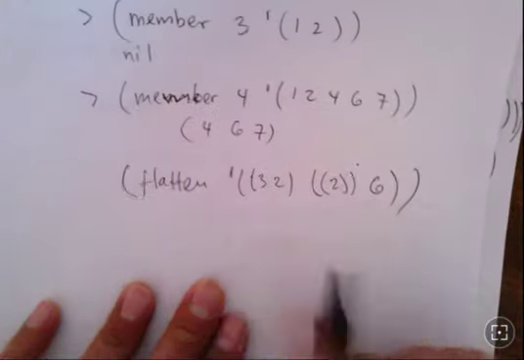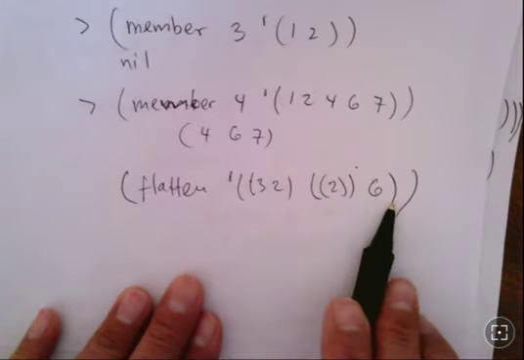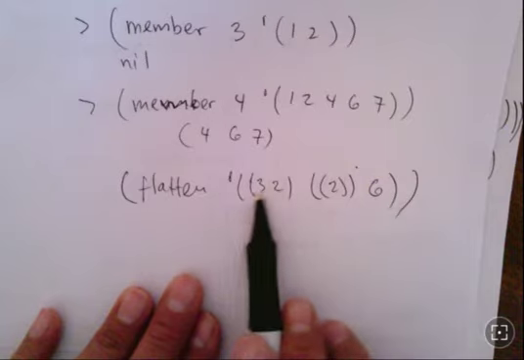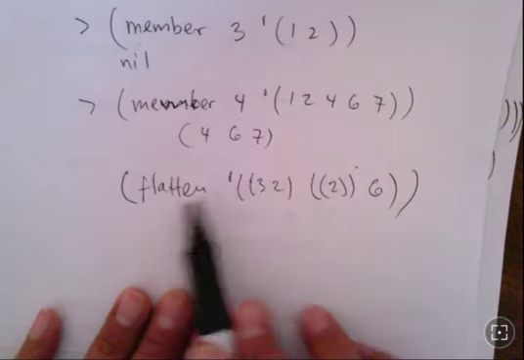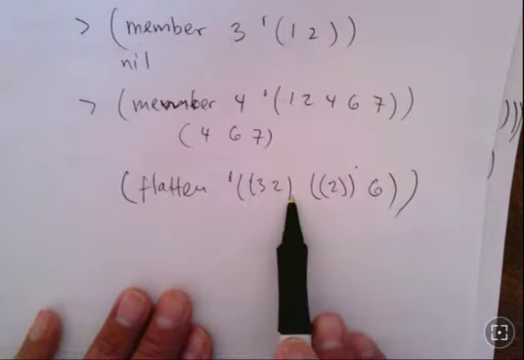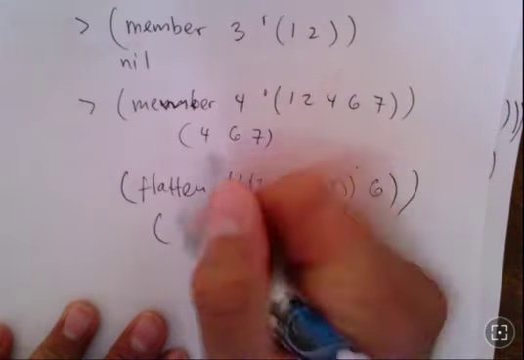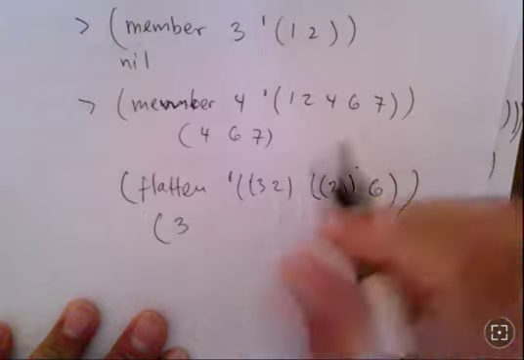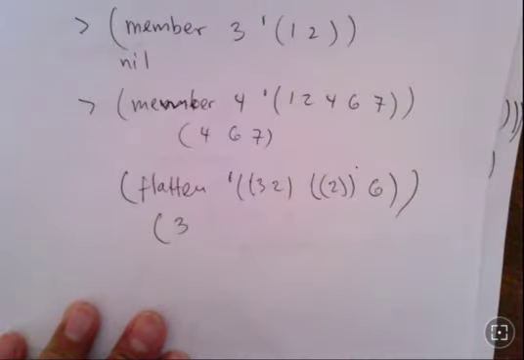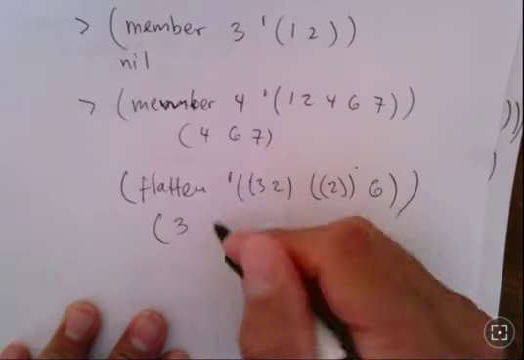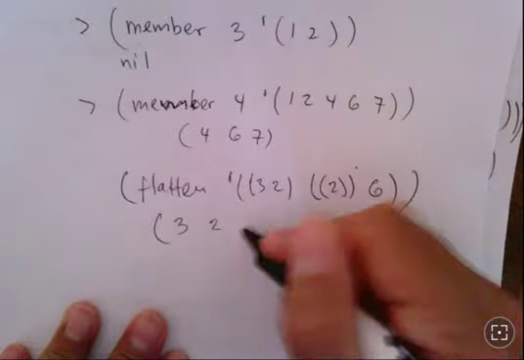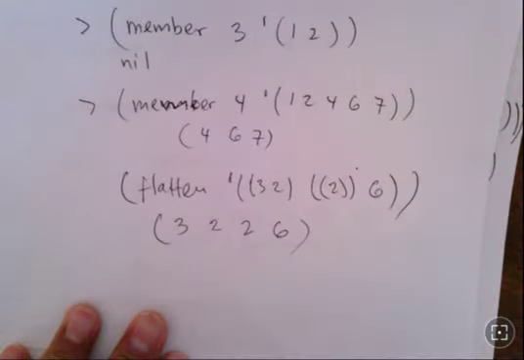So what it says is that we just want to remove all levels of parentheses, and so in reality this is a list that contains 1, 2, 3 elements. So what we expect is that we just get the atoms, the elements that are not lists, that are indivisible, in this case 3, 2, another 2, and a 6. So that's what we expect.